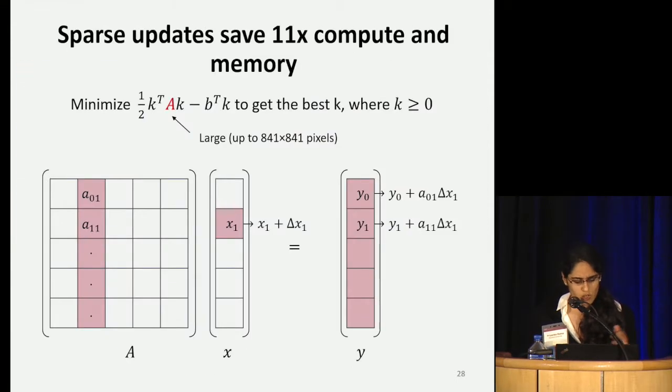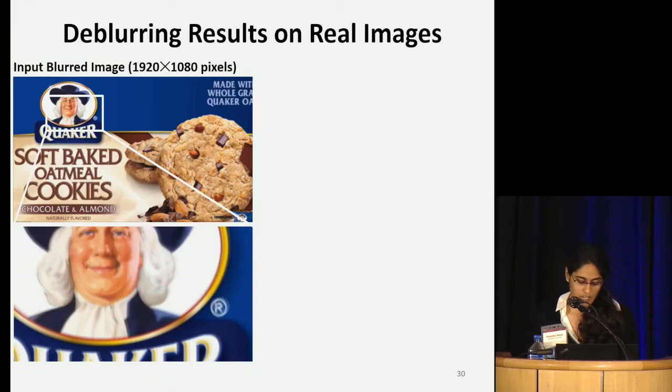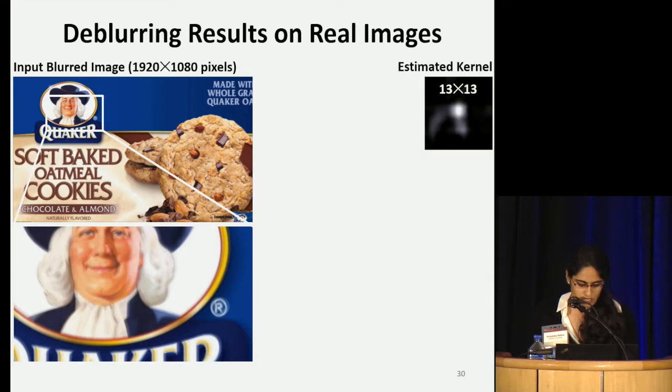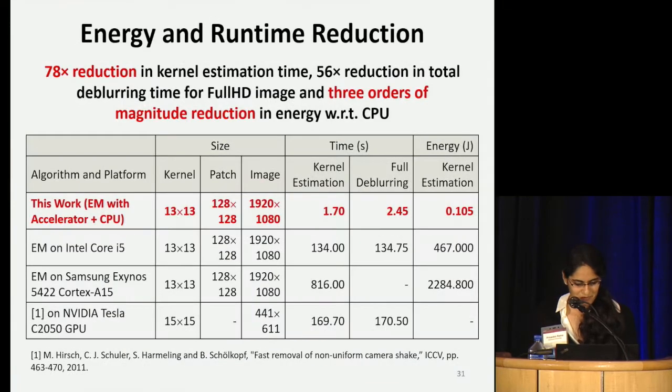So we incorporated all of these techniques. We actually made a chip for this, and this is a die photo of the chip that we made. And we can actually use it to deblur images. So for example, this shows the results. There's a blurred image on the left. You estimate the kernel that's on the right, and then when you use it to deblur, you get the sharp image. So it actually works.